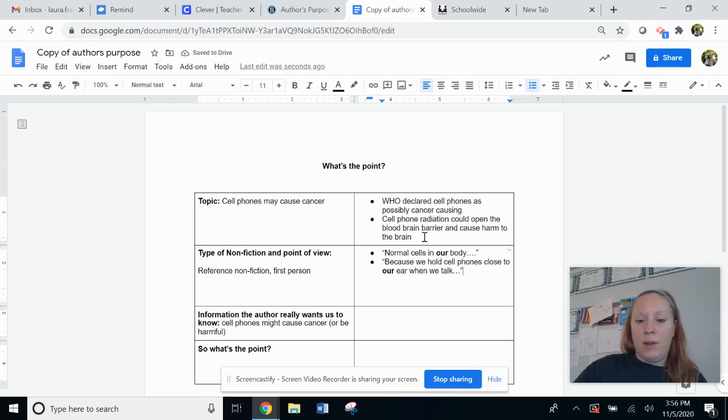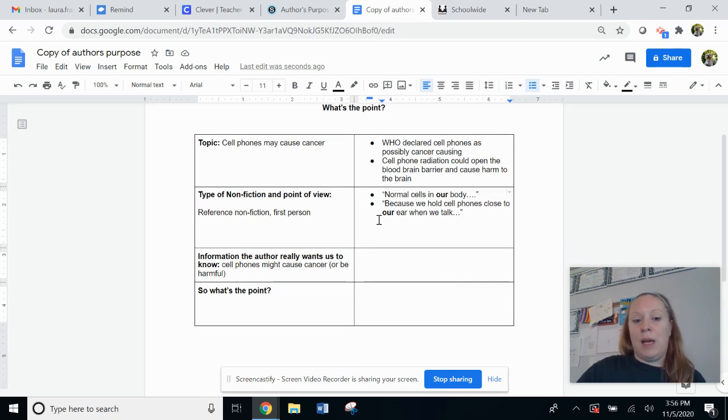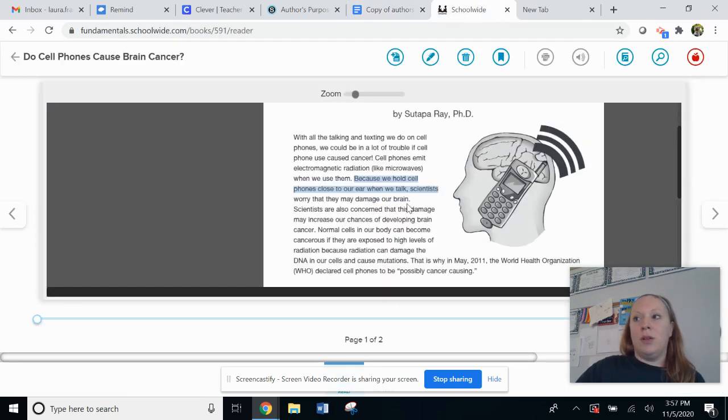That's another example of first person. And I even put that magic word "our" in bold to indicate that that's how I knew that this was first person. And that's how I know this is reference nonfiction, because there's no indication that this is set up like a story. There's no main character, anything like that. So we could even copy this thesis statement if we wanted to and use that as more evidence.